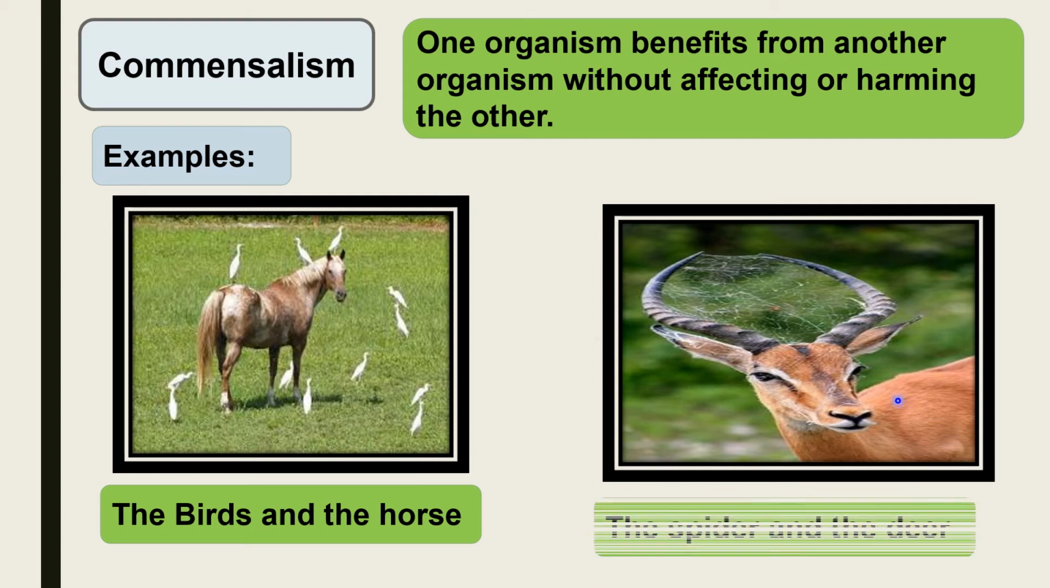On the other hand, with the spider and the deer, as you may see, the spider has a house, or a web, at the horns of the antler of the deer. There is no harm with that. So commensalism: one organism benefits from another, but the other organism is not affected.